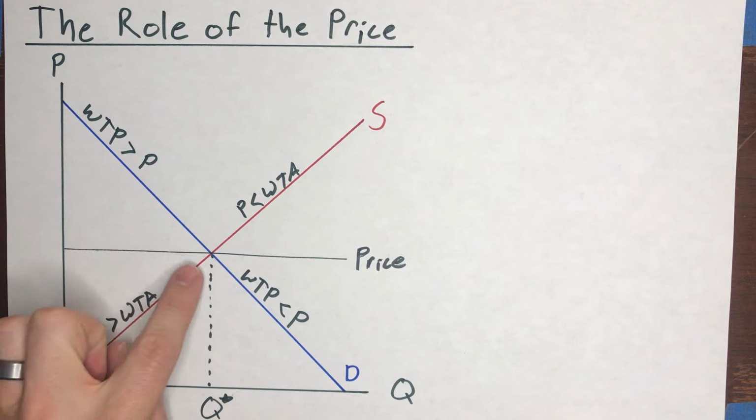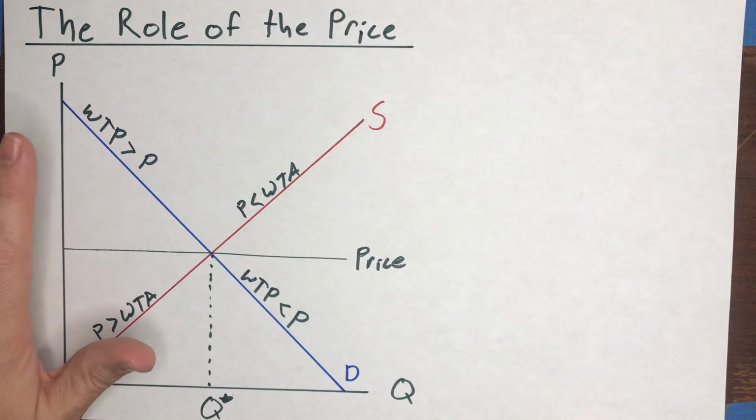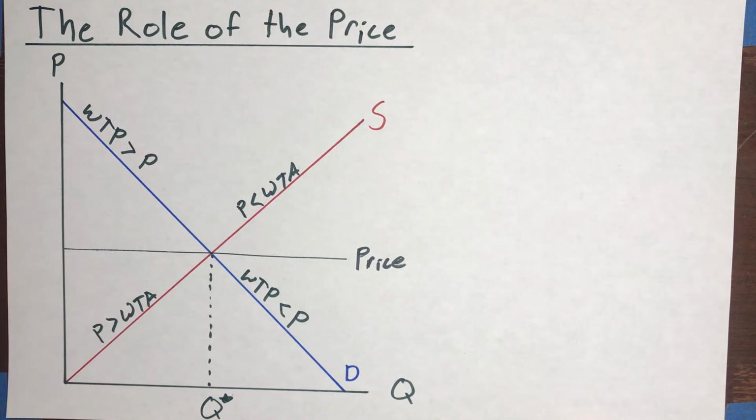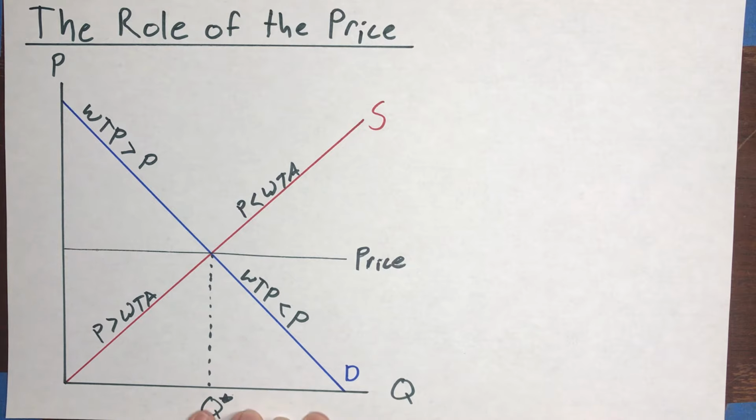So if a market can get the price exactly right, the market can capture all of the available gains from trade. And in the next video, we're going to talk about why it is that markets do a pretty good job of setting the price exactly right.